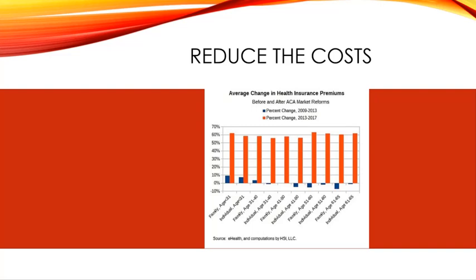So here the blue bars show what the changes in healthcare costs looked like prior to the Affordable Care Act. And you see that there were small increases for some, decreases for others. But after the Affordable Care Act, there were very large increases in insurance premiums, or the cost of insurance, for almost every age group. And so insurance became more expensive for most Americans as a result.